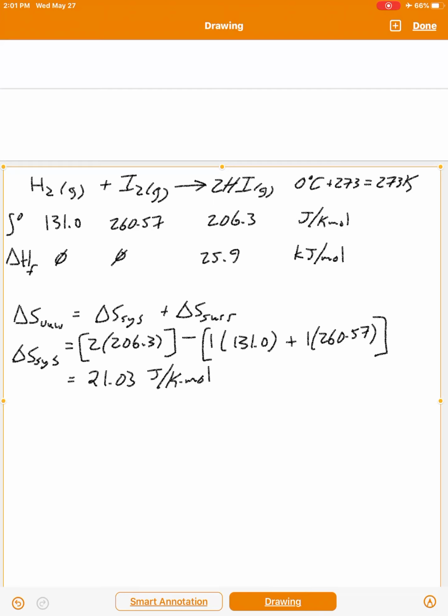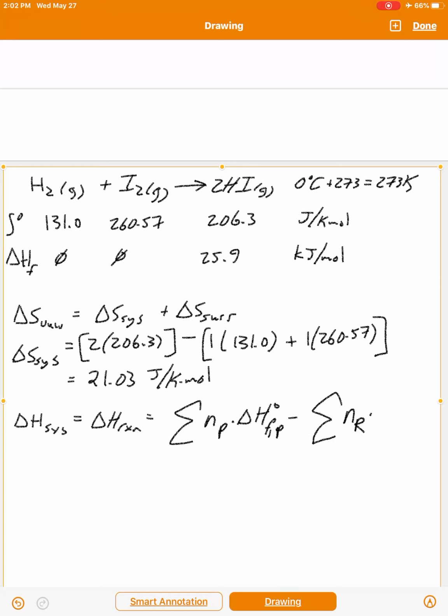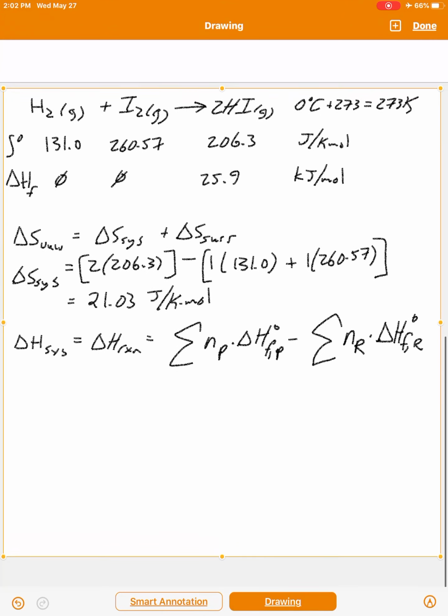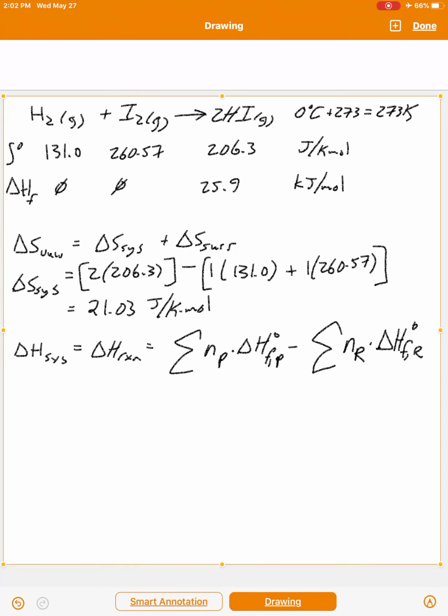But now we're going to do delta H of the system. Now delta H of the system is delta H of the reaction, which is the sum of the number of moles of the products times the heat of formation of the products under standard conditions, minus the sum of the number of moles of each reactant times the standard heat of formation of each reactant under standard conditions. This is something that's covered in the previous course of general chemistry. So that would be delta H of the system. That would be these values here.